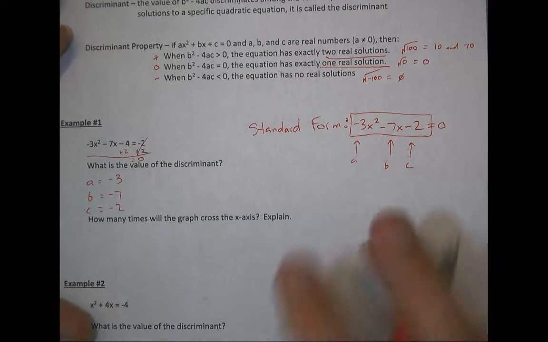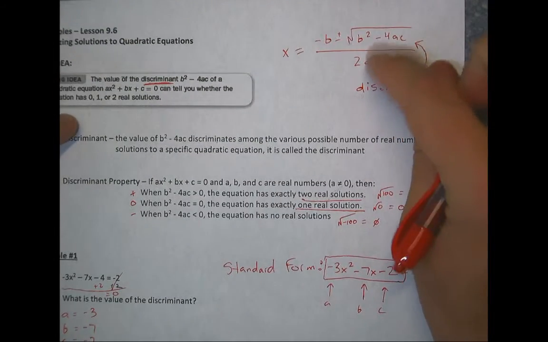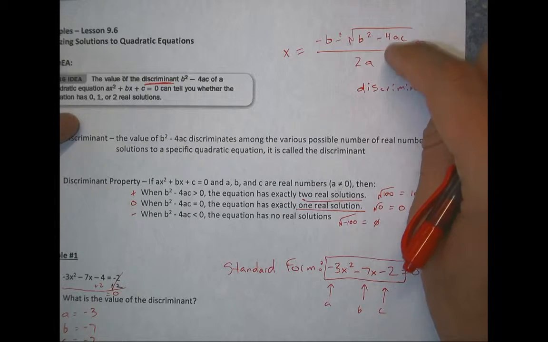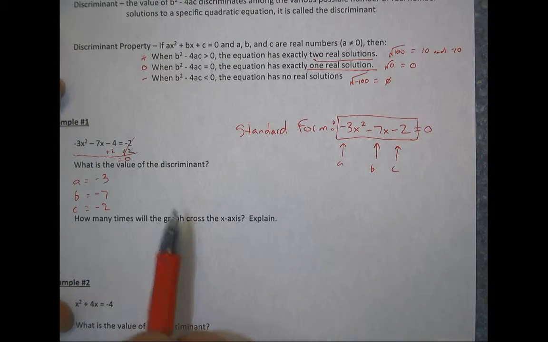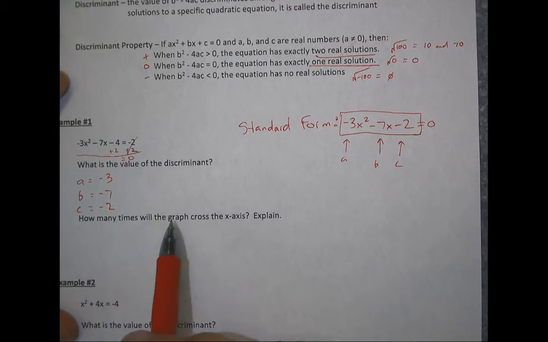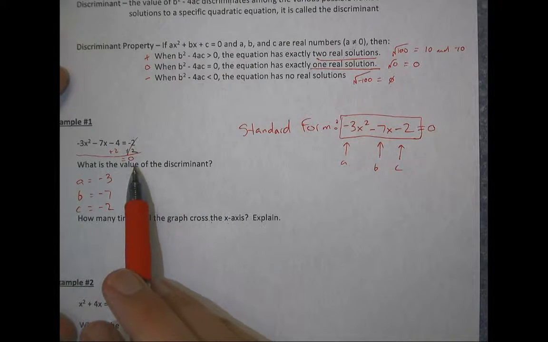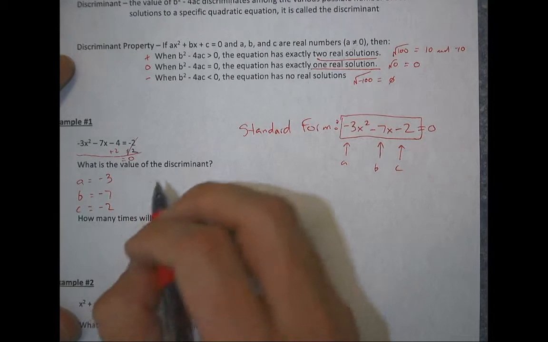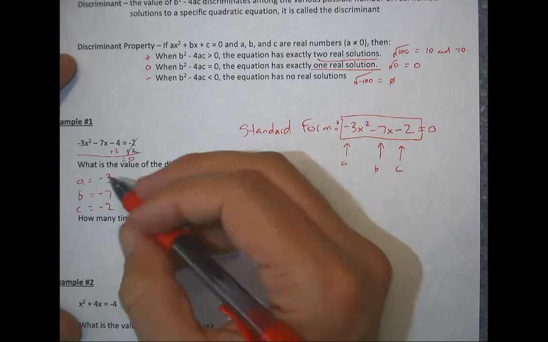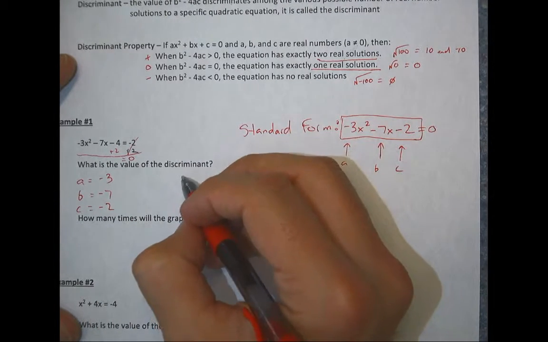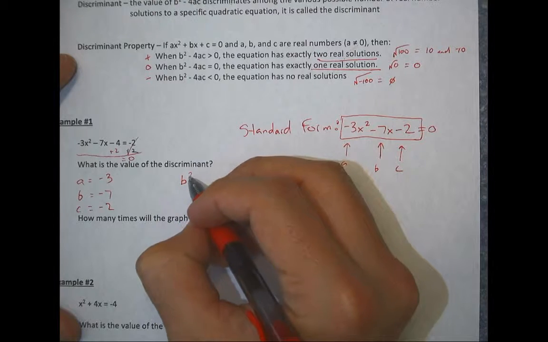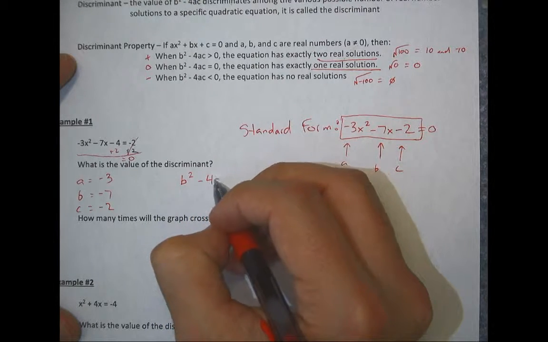And so instead of going back to the entire quadratic formula, if we're just answering the question, how many times will this cross the x-axis, or how many solutions are there, all we have to do is go back to the discriminant. We don't need the whole thing. We don't have to solve the whole thing. We just need to go back to the part that's inside the square root, which is b squared minus 4ac.